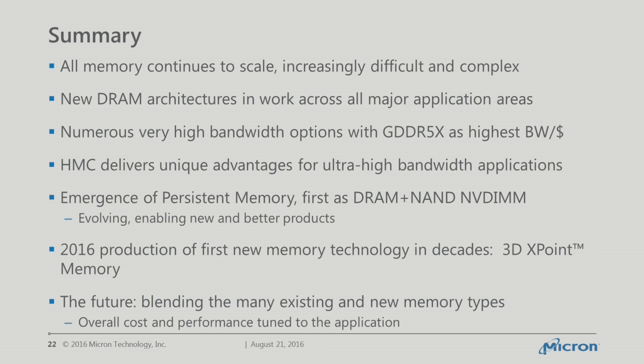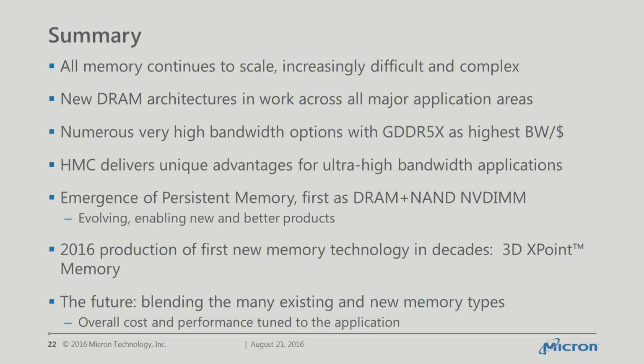But something like a GDDR5X, if you need high bandwidth for the unit dollar, that's the way to go. HMC has just a lot of tremendous system advantages for those very ultra-high bandwidth applications, including getting some processing done nearer to the memory, and also the very high system reliability.